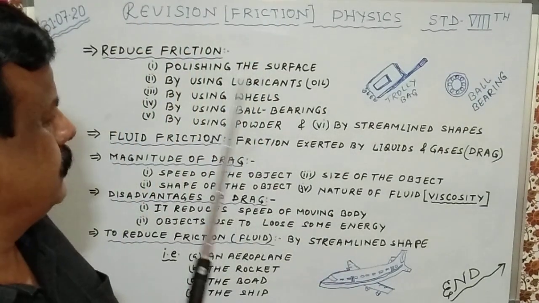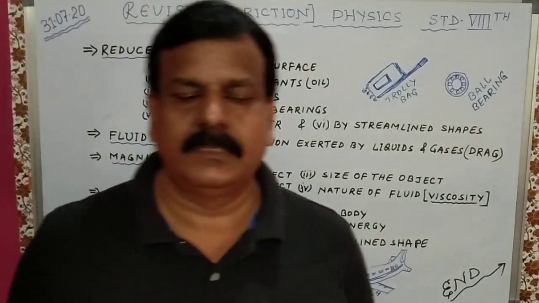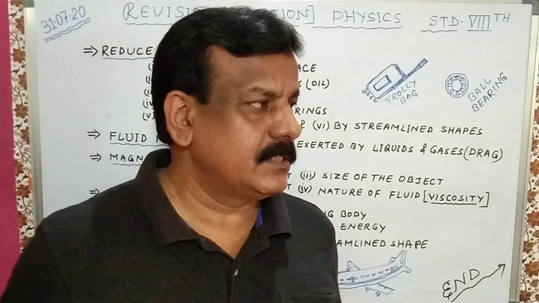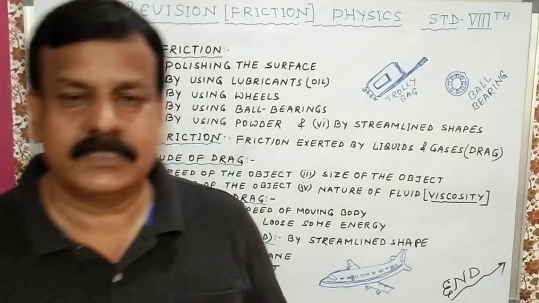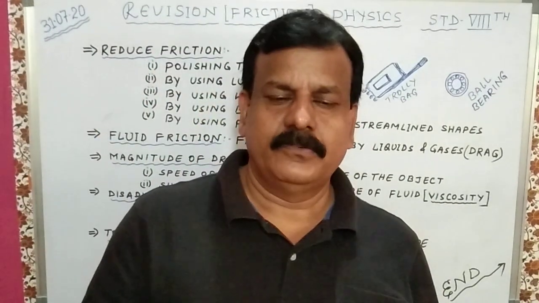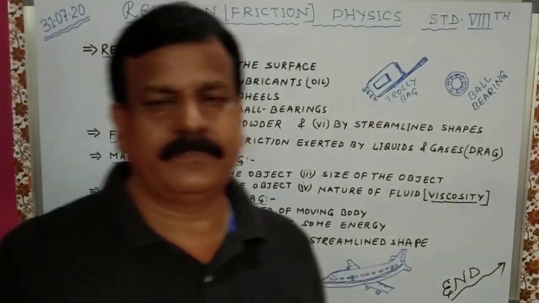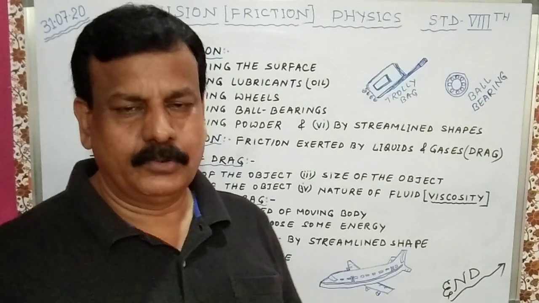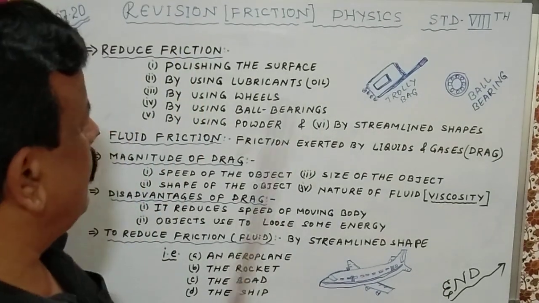One by one we will go through. Polishing the surface. If we polish the rough surface, then we can reduce the friction. That's why you have seen polishing of doors, windows, furniture. Its surface is made smooth by using polish.